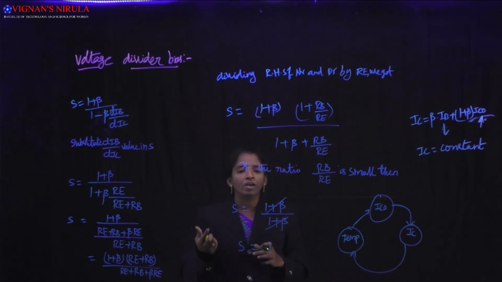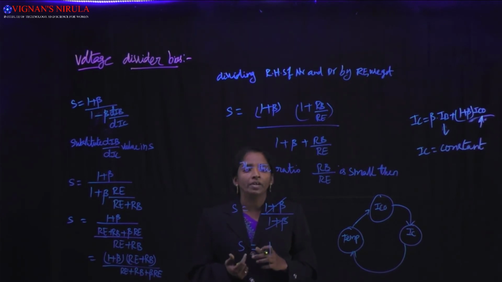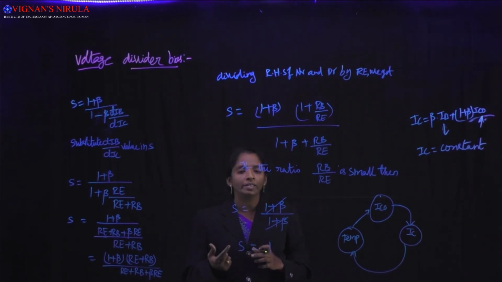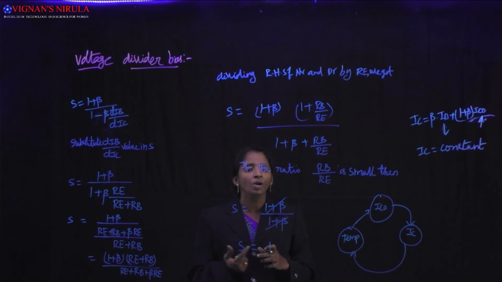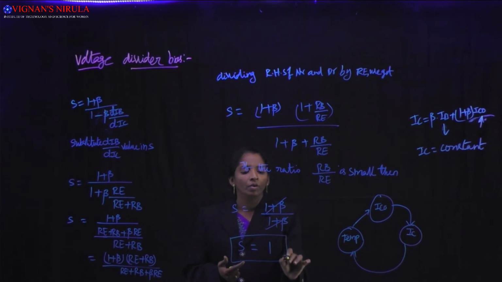So in most of the amplifier applications we are considering the voltage divider circuit. It is also known as self bias or potential divider bias. This is the stability factor of the voltage divider bias circuit.